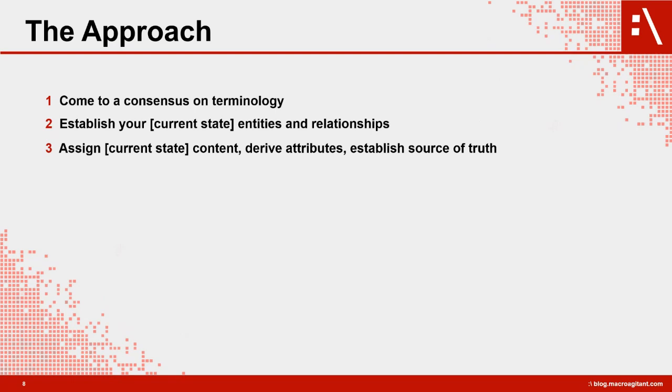So find out where that information currently lives, which system holds it, who owns it, and who's accountable for it. The fourth is to look at your business requirements. So when you build a target state system, or you want to make a change, understand why you're making that change. What are the problems that you're trying to solve?